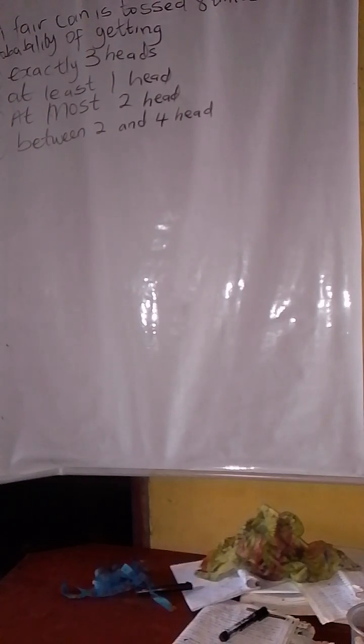We are looking at probability. We have a fair coin tossed 8 times. What is the probability of getting exactly 3 heads? At least 1 head? At most 2 heads? Between 2 and 4 heads?